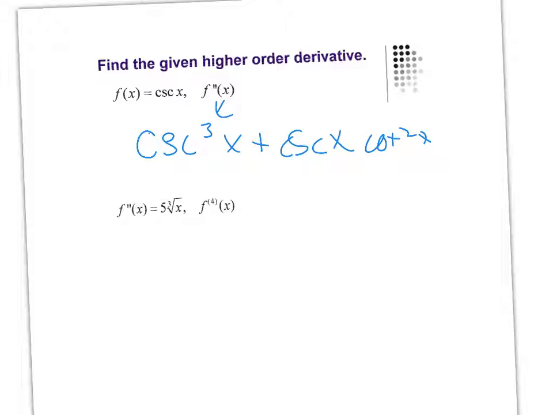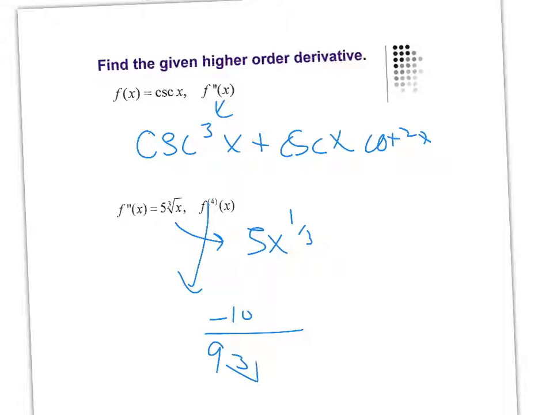For the bottom one, the third derivative, again, if you rewrite this as 5x to the 1/3, the third derivative would have been 5/3 x to the negative 2/3. Leave it as a negative because you're just going to have to find the derivative again anyway. And then you end up with, for the fourth derivative, negative 10 over 9 to the cube root of x to the 5th.